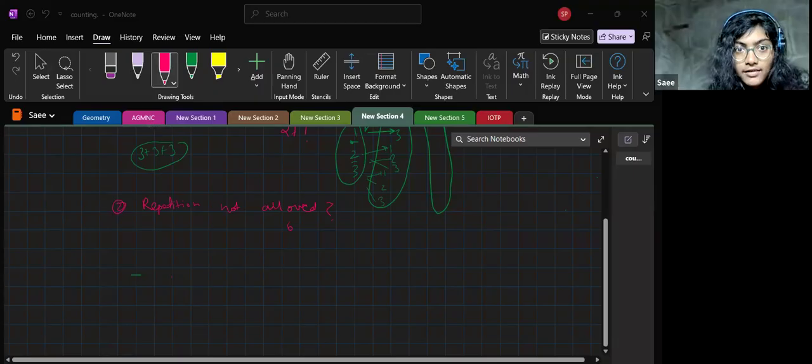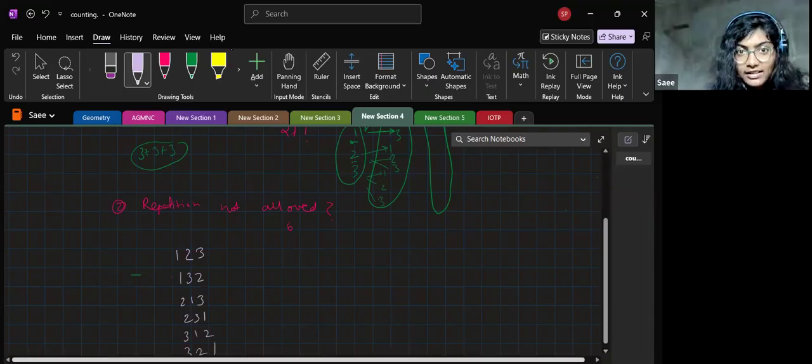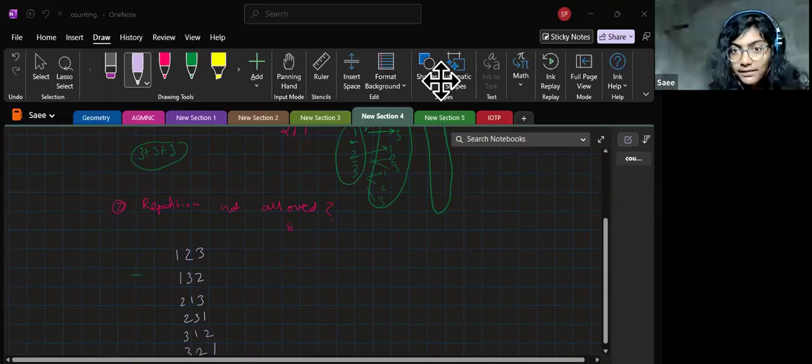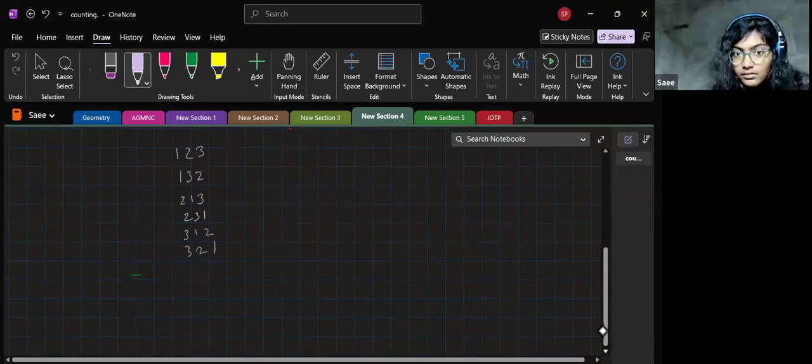We can just write down all of them. So you can just say 1, 2, 3, 1, 3, 2, 2, 1, 3, 3, 1, 2, 3, 2, 1. Do them all in ascending order. There do seem to be six. You want to find out how many three-digit numbers there are which only use the digits 1, 2, and 3, and you're not allowed to repeat the same digit twice. Do you get this? So you list all of them, and it's six.